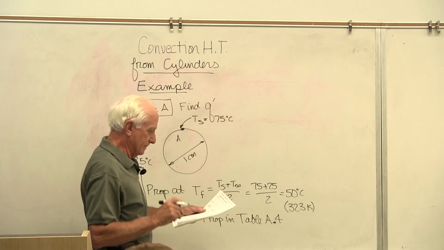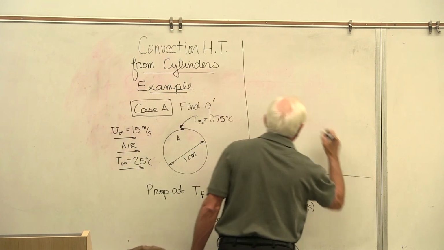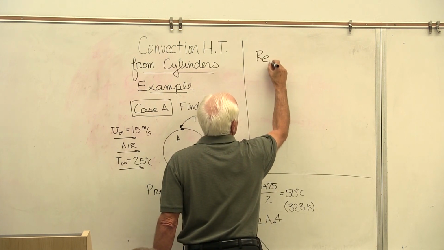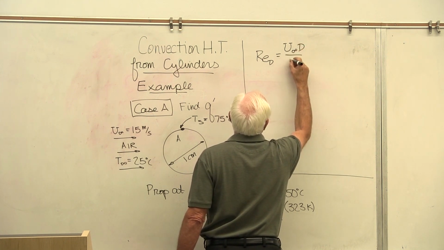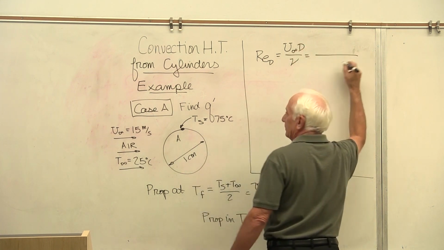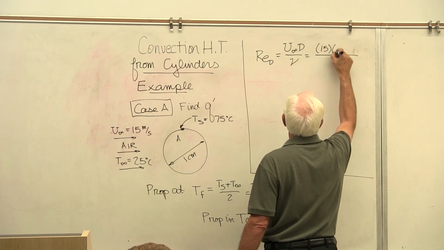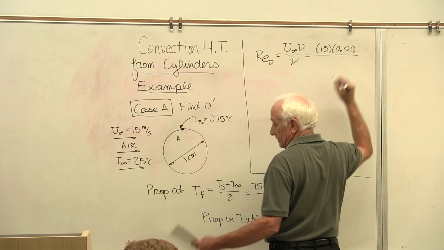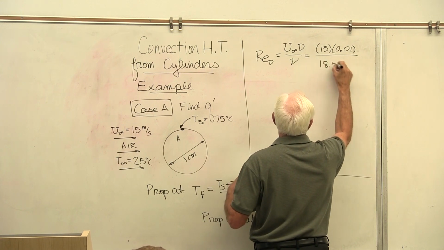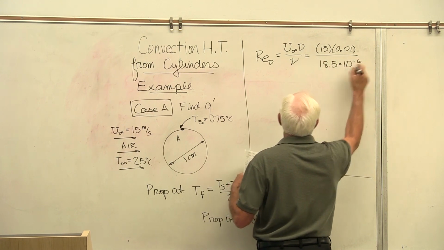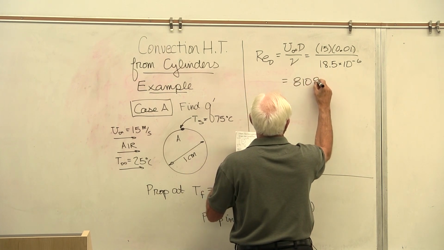Okay, so we can get those properties. In cases like this, we said last time, what you want to calculate first is the Reynolds number based on diameter. U infinity, 15, diameter, 1 centimeter, divided by nu from the back of the book. Reynolds number based on diameter, 8,108.